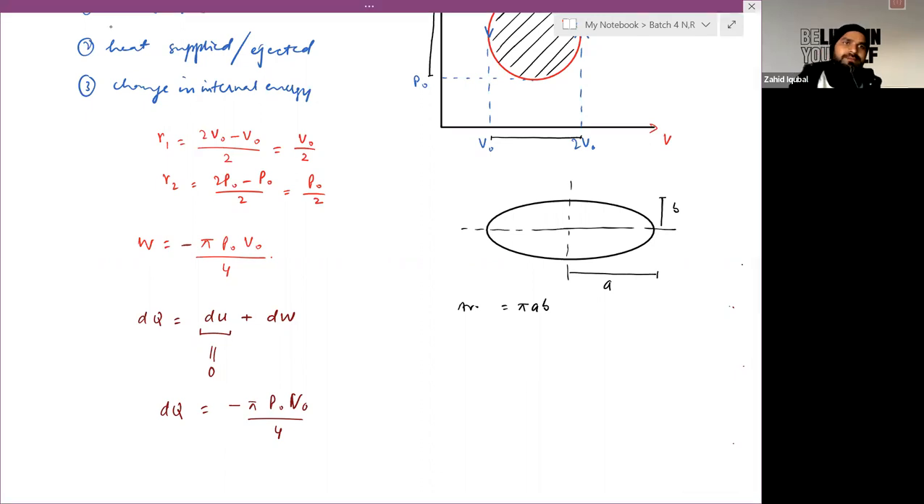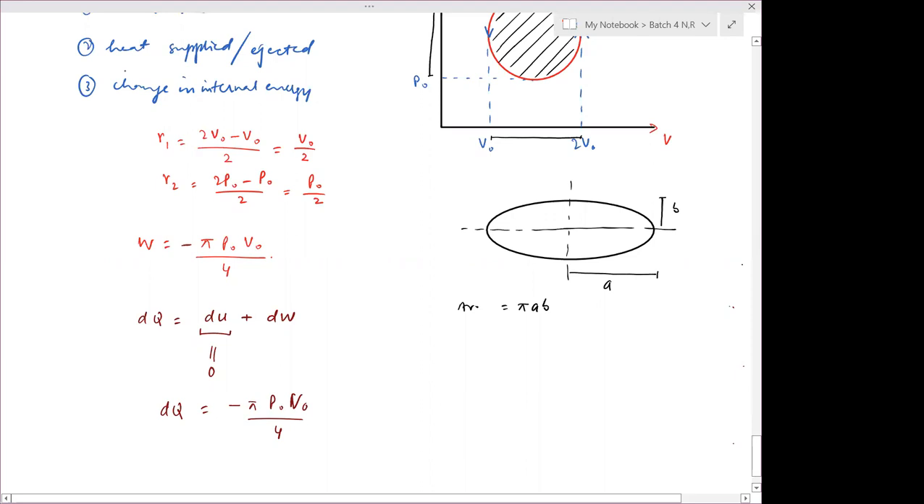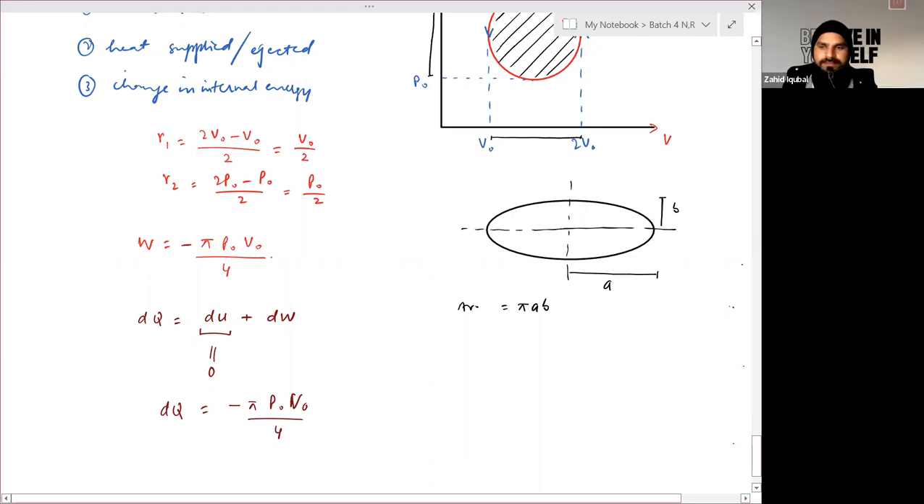Gautam, any doubt? Mazia? Okay, you all are done?